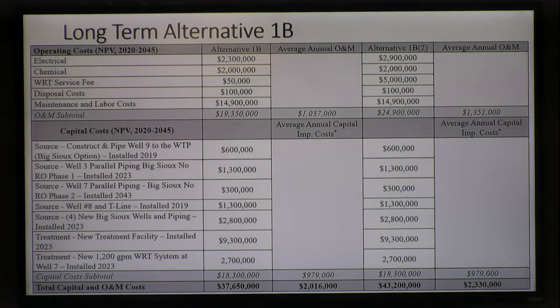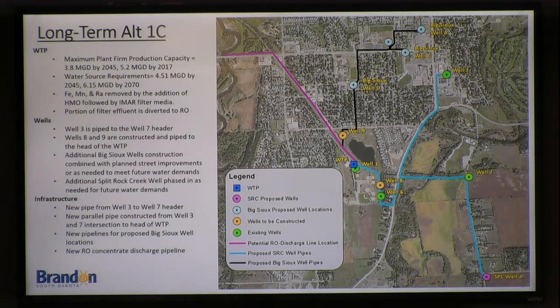Alternative 1C, again, we're back in the Big Sioux Aquifer, but now we're with reverse osmosis. Reverse osmosis needs a disposal site for the concentrate. So again, we picked a route to get to the Big Sioux River. That route could be through this residential area. It could be down and over. We picked a logical route for the purpose of creating a cost estimate, right? And so that's an additional feature.